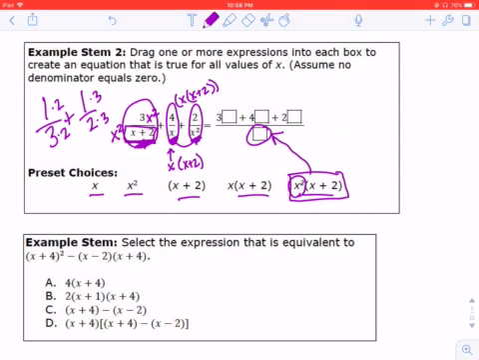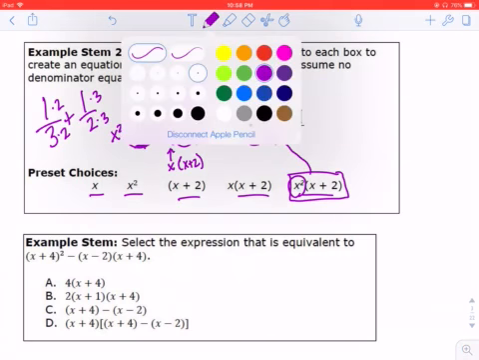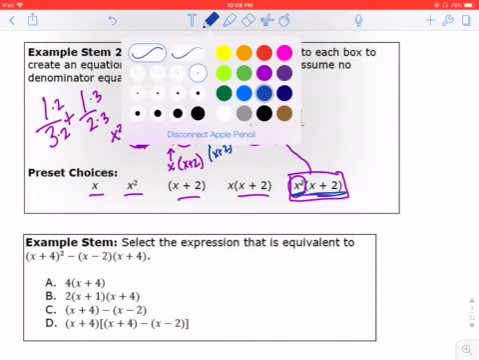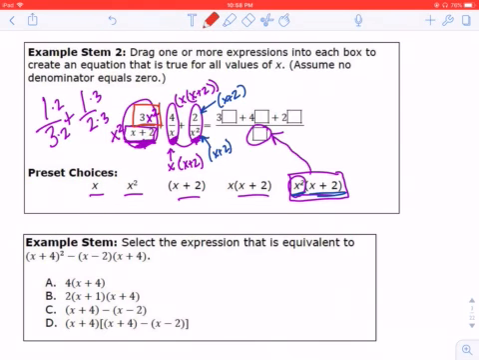And then on the third one, change colors, this is getting crowded. On the third one here, I have the x squared, I need an x plus 2. So I have x plus 2 on top and on bottom. So when I look here, I see in the first one that it was 3x squared. There already was a 3 there, so I just need to drag the x squared into this box.